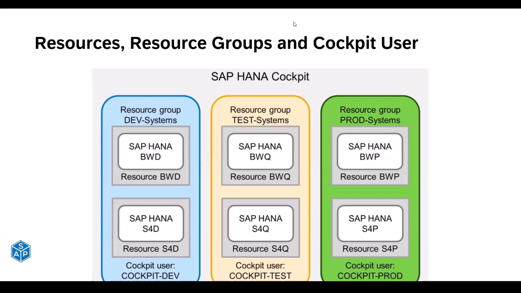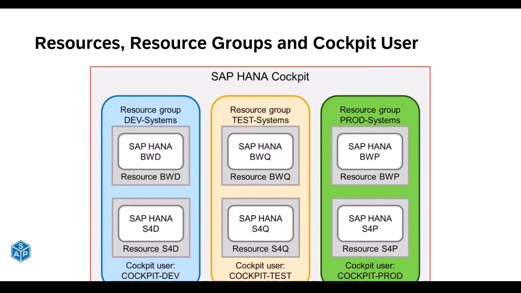What is this? So in your HANA Cockpit, okay, this complete thing is your HANA Cockpit system. In this system you can create different resource groups. See, this is one resource group, which is for your development system. Again, you can create another resource group, the second one, which is for your test system. And this is the third resource group, which is for your production system.